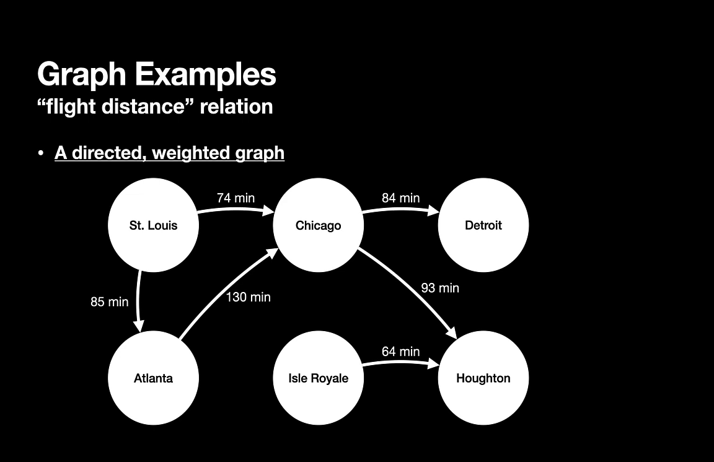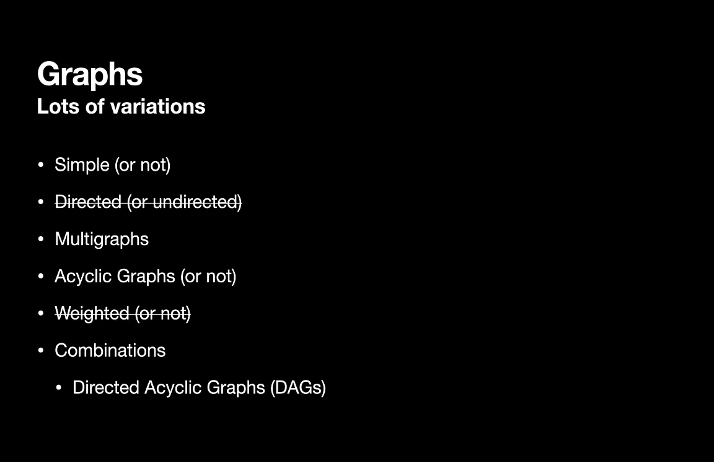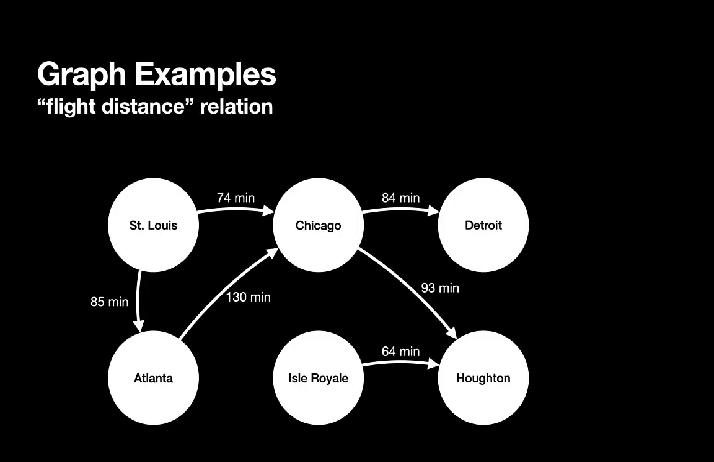Okay, so far we've got a graph with two properties. It is a directed graph. It is also a weighted graph. So in terms of our list of terms, we've kind of knocked off two of them. So let's go ahead and look at a couple of others here.